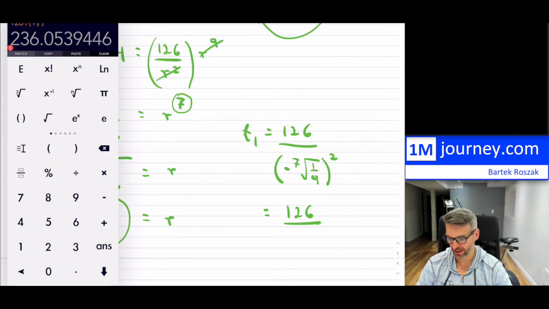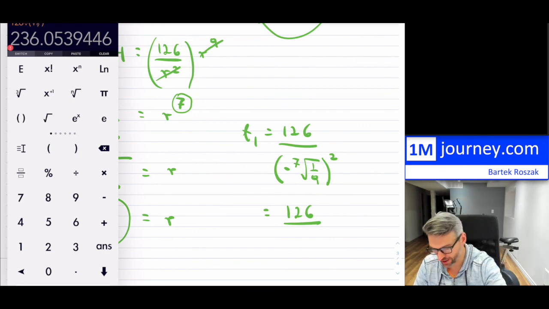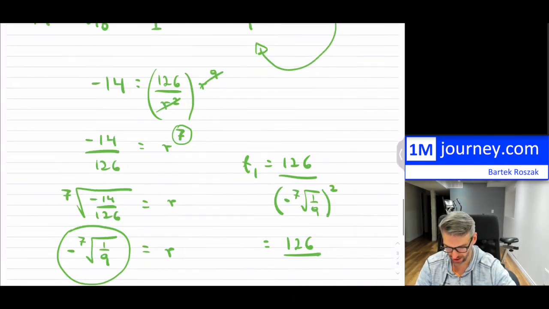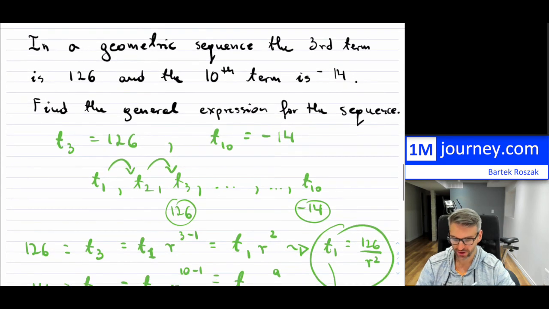Whatever that is, you can keep it. It's kind of a mean question because the numbers didn't work out very nicely, but at least you know how to approach it. And hopefully now you know a little bit about the geometric sequence and how to find the nth term in that particular sequence.